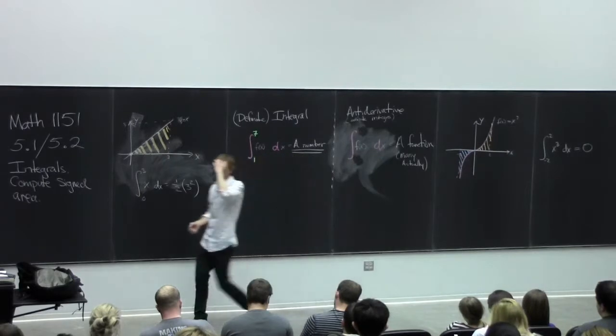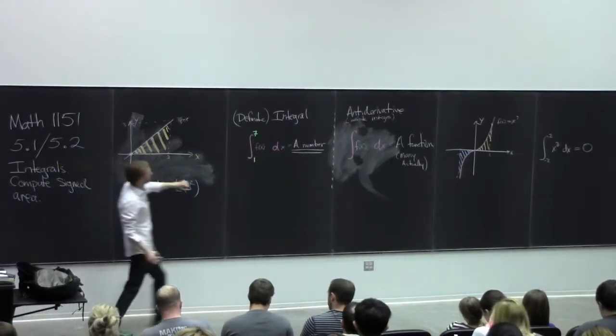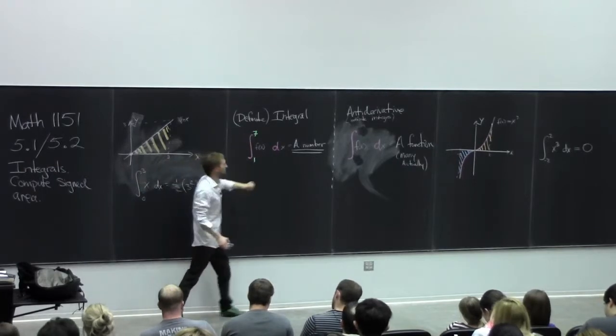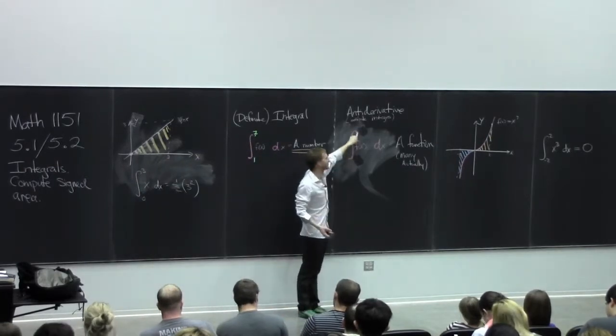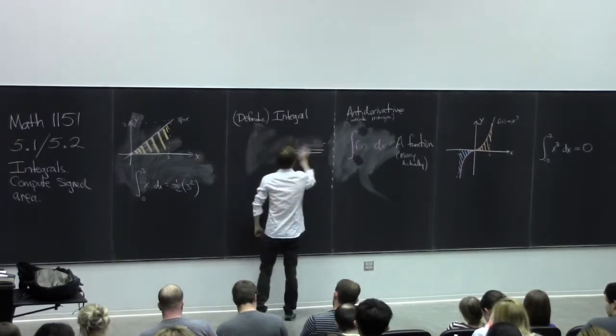Definite integrals compute signed area, and definite integrals have the numbers here. Indefinite integrals are antiderivatives, and they don't have the numbers there. All right, let's do another simple example.